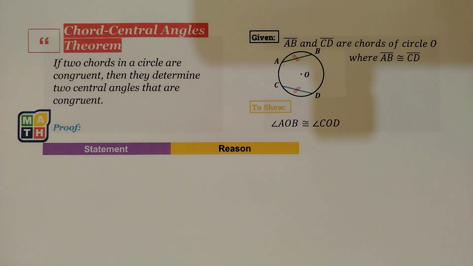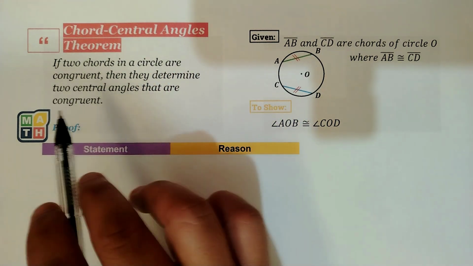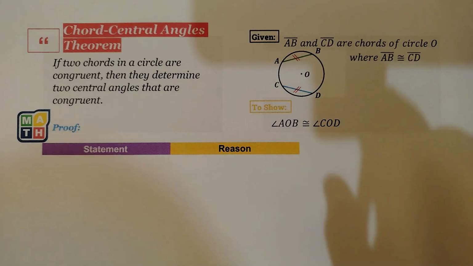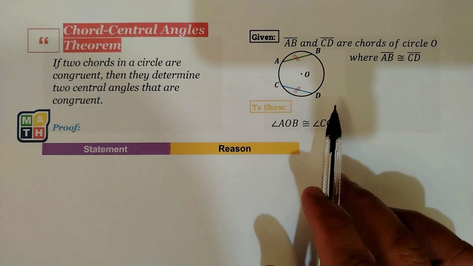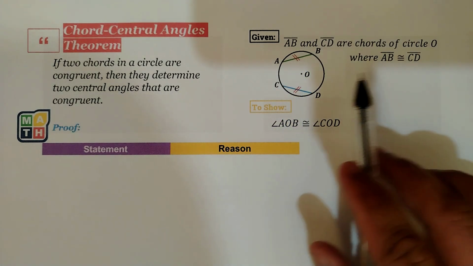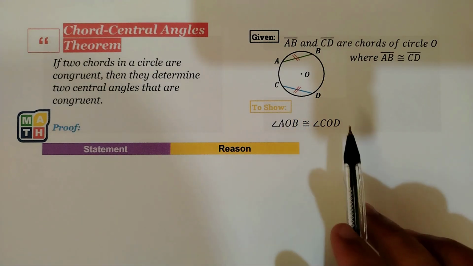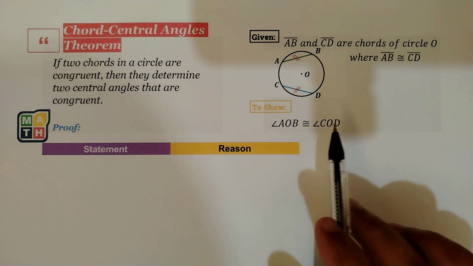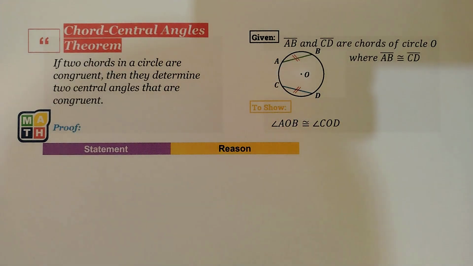Let's prove the chord-central angles theorem, which tells us that if two chords in a circle are congruent, then they determine two central angles that are congruent. Let's have this illustration here. We have chords AB and CD of the same circle O, where they are of the same measurement. We need to show that these central angles, angle AOB that will be formed later, is congruent to angle COD, as these are the angles determined by the given chords.